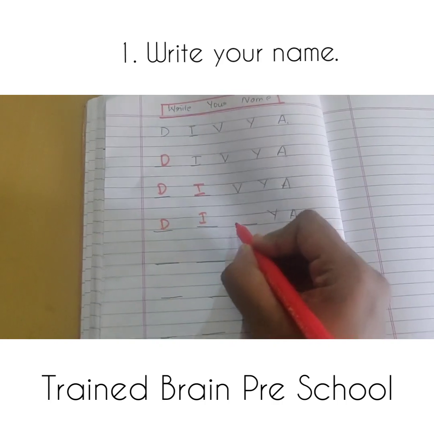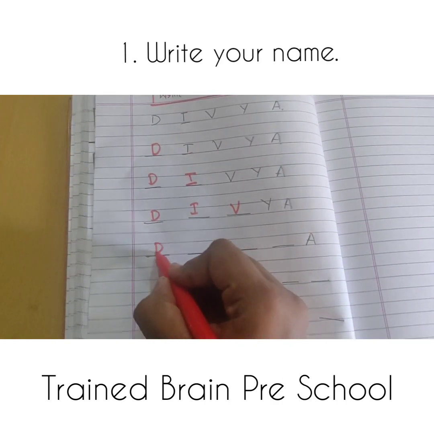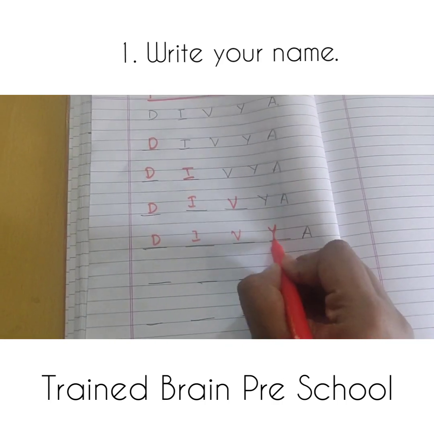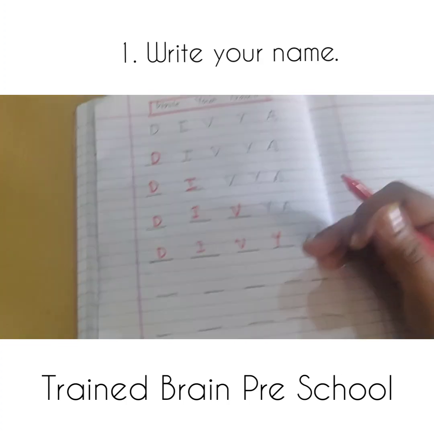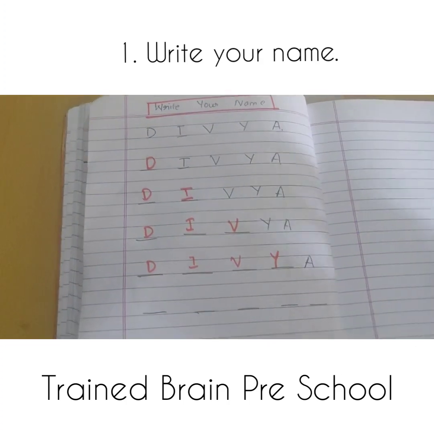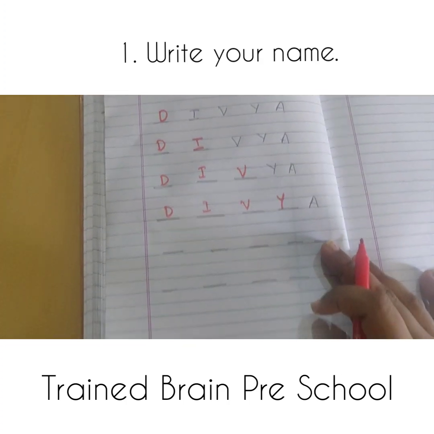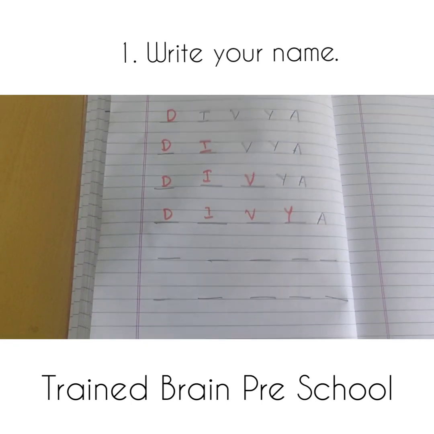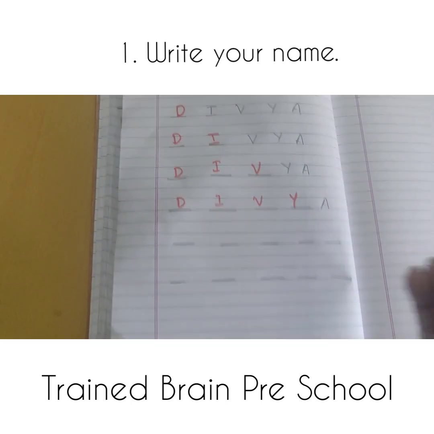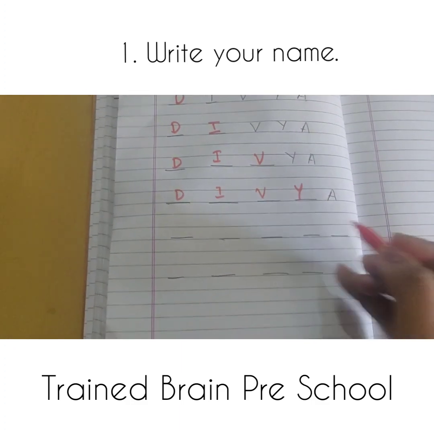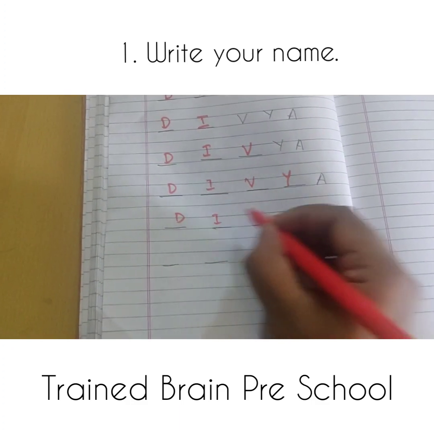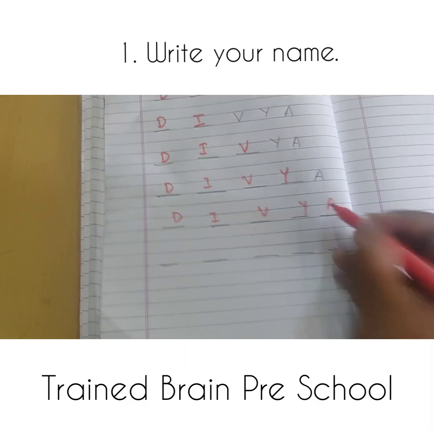Then D-I-V-Y-A. D-I-V-Y-A. And by the time the child practices multiple times, they might get to understand their name, and they might remember the spellings also. Then you could ask them to write the name on their own.